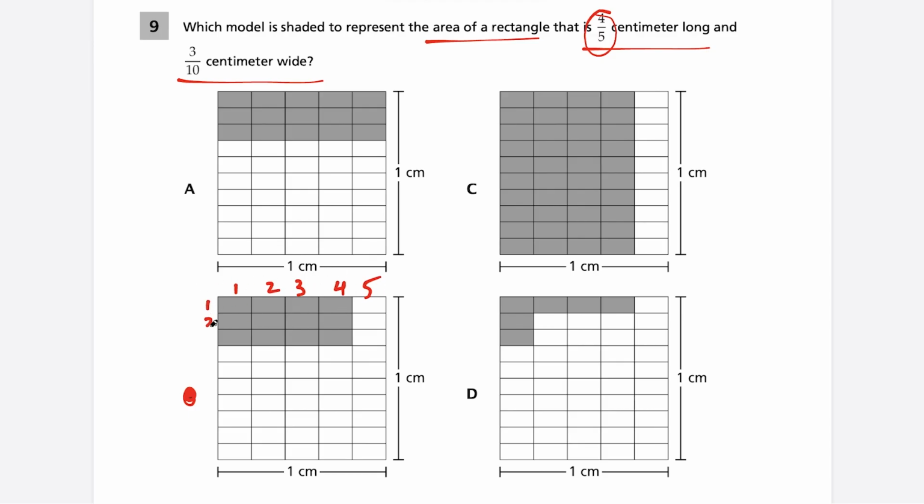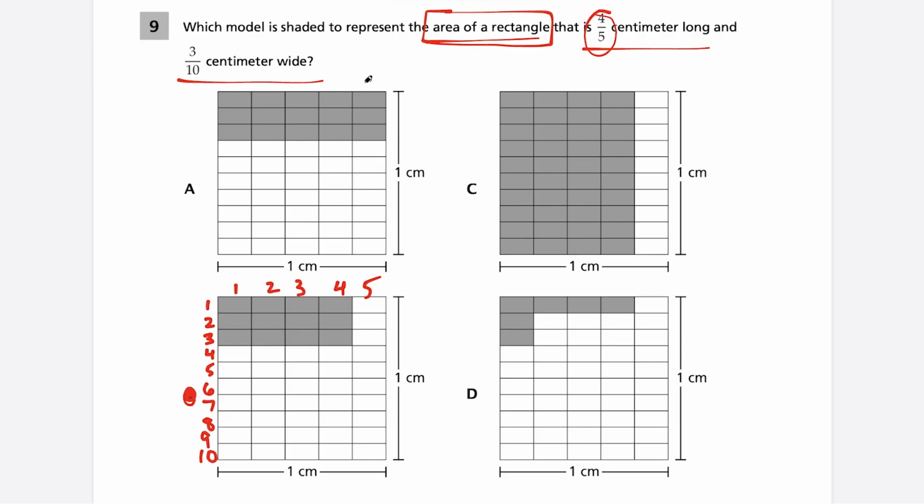If I number this way, 1, 2, 3, and then I just count all the way down, this is going to number up to 10. And notice that shaded this way, we only have 3 out of the 10 shaded this way. So if we're looking for which model is shaded to represent the area of the rectangle that is 4/5 centimeters long and 3/10 centimeters wide, choice B would be it.